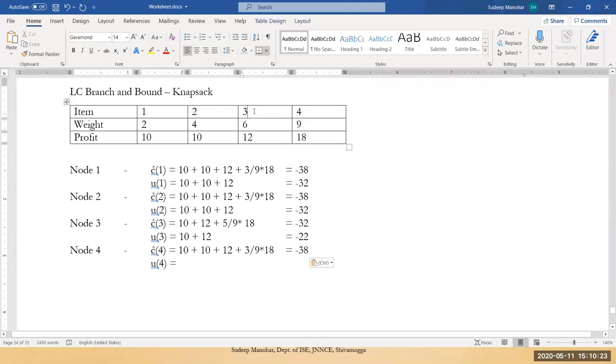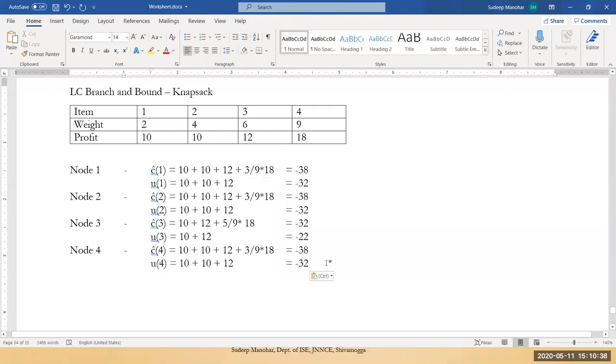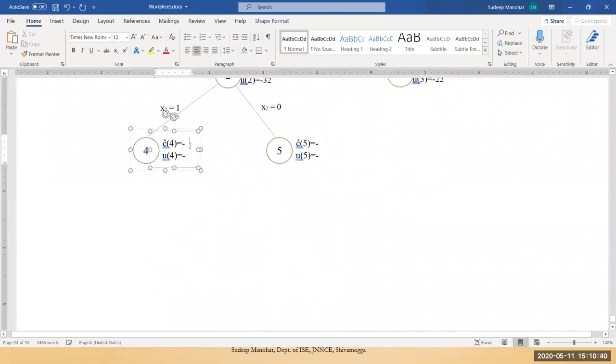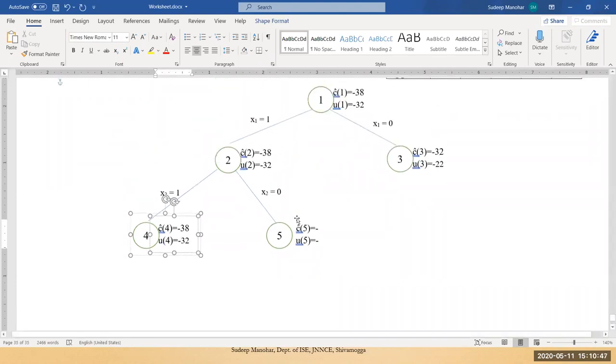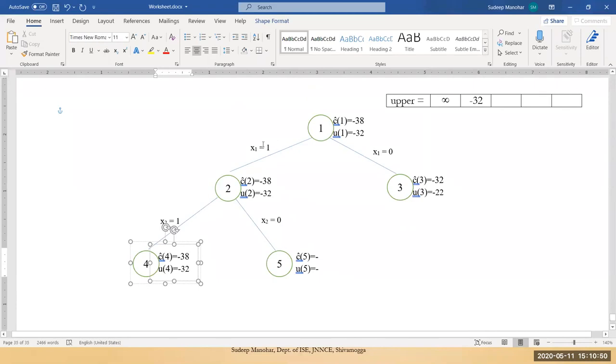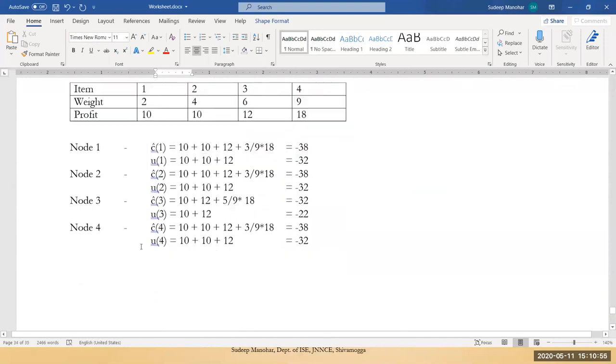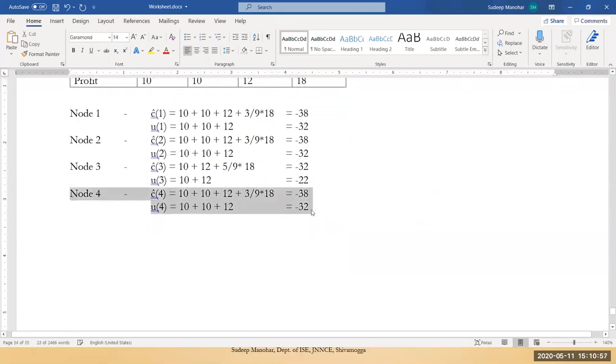The next item to be considered is 3. If you consider these 3, it becomes 6 plus 4 plus 2, it is 12. So you cannot add one more item, that is 10 plus 10 plus 12. The same thing applies to node number 4. No changes in that. Minus 38, minus 32. Node number 5. What does node number 5 tell? Consider item number 1. Don't consider item number 2.